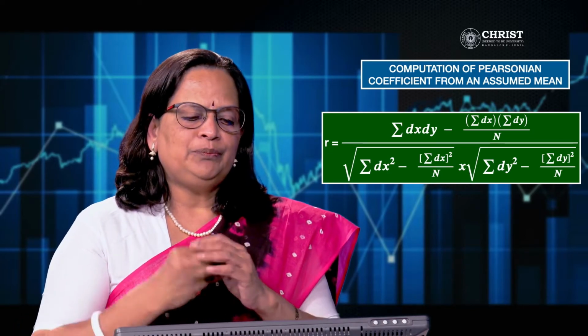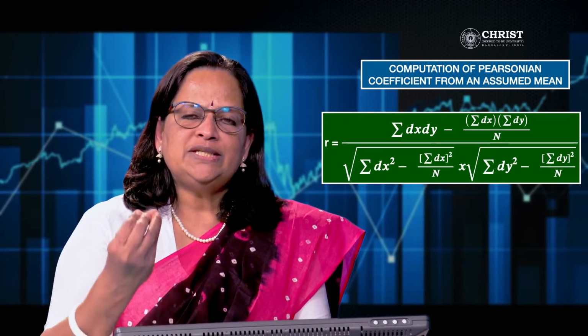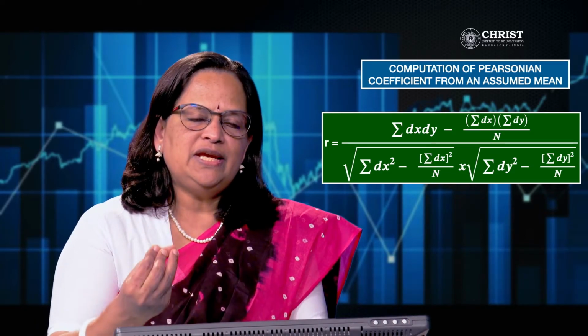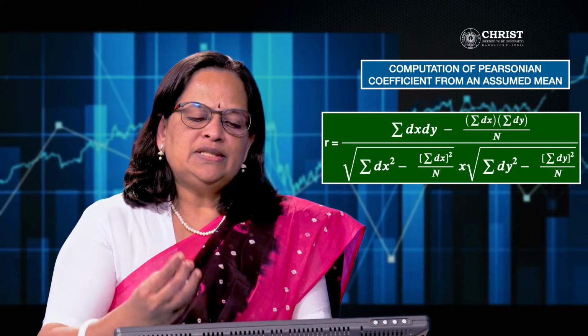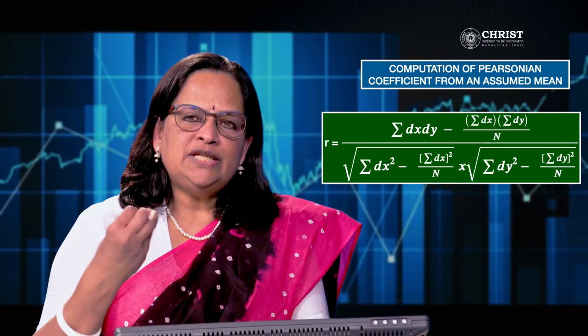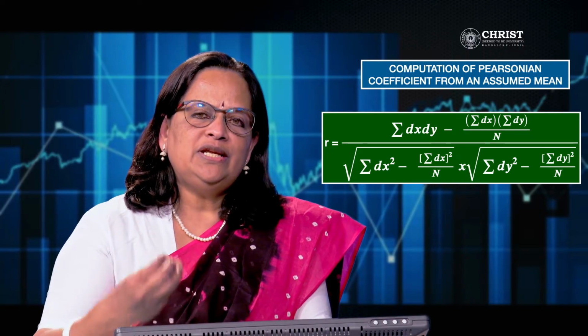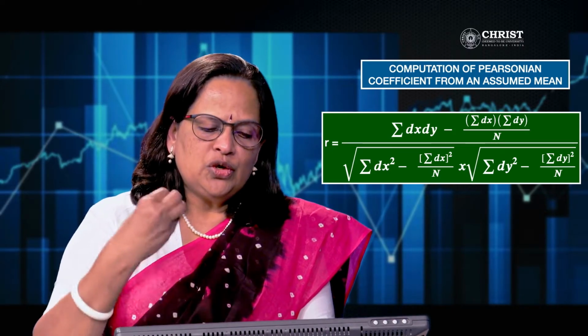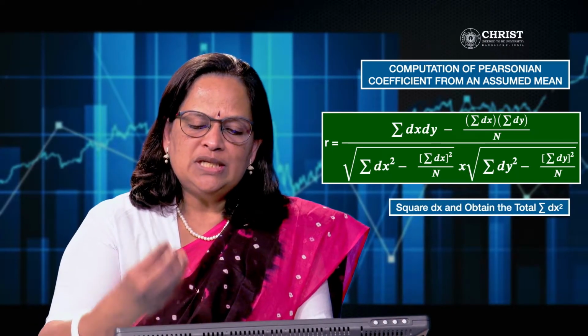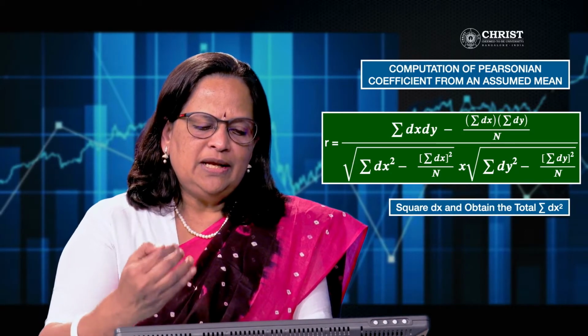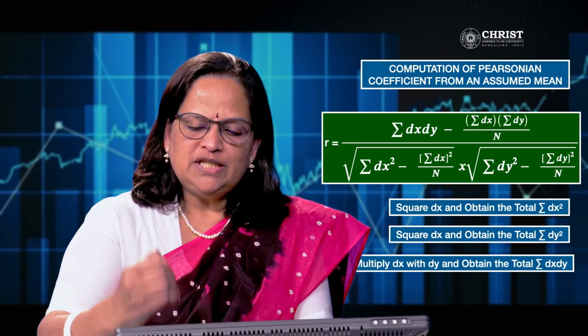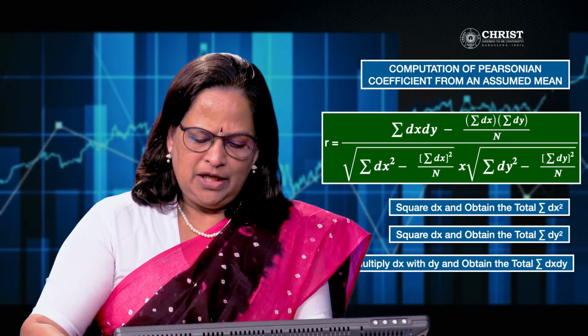For computation, take deviations of x series from an assumed mean and denote it as dx. That is the deviations, dx. So you will remember that. Similarly, take deviations of y series from an assumed mean and denote the deviations as dy. Now square dx and obtain the total sigma dx squared. Similarly, square dy and obtain sigma dy squared. Then multiply dx with dy, obtain sigma dx dy and apply the equation.